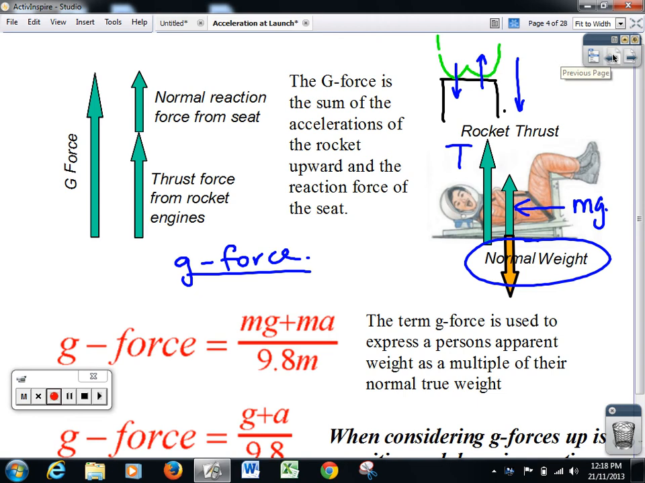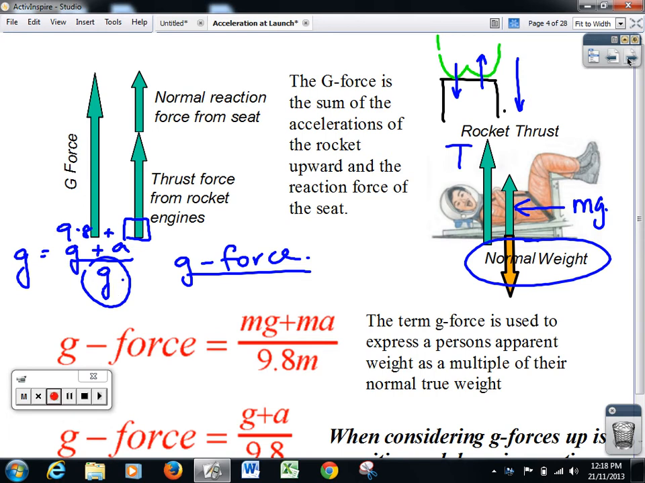So, going through here now and looking at the formula for G-force. The formula for G-force is, and you'll be using this later on, (g plus a) over g. The division by g simply here is to give it as a multiple of g. So you add 9.8 plus the acceleration of the rocket, whatever that is, and divide it by g, and that gives you a multiple of g.